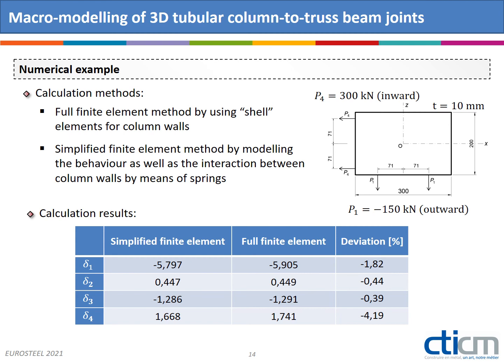Two methods were carried out. The full element method with shell elements for each column face, and the proposed simplified method, modeling the behaviors as well as the interaction between column walls by means of springs. The calculation results are given in the table. We can see that the maximum deviation between results obtained by the two calculation methods is smaller than 5%.